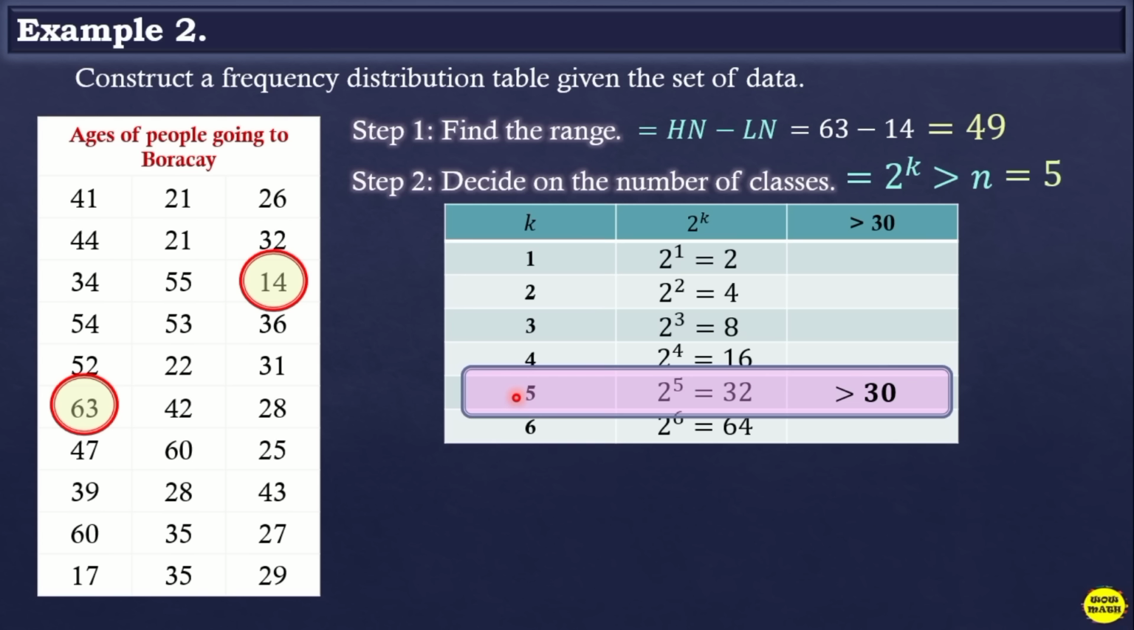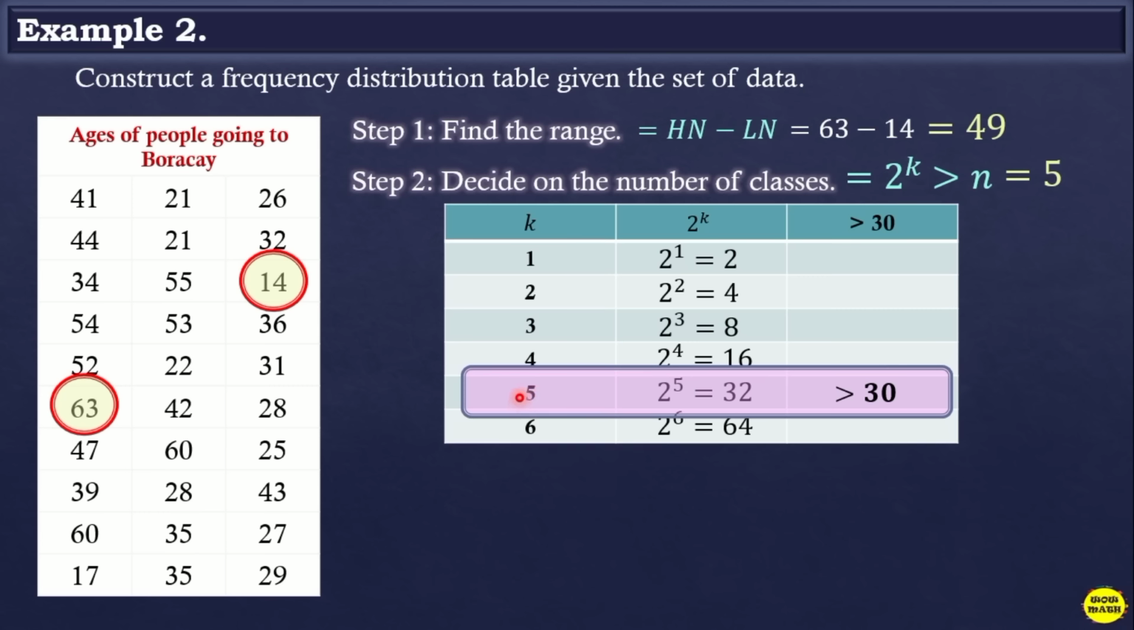Okay? So, ganito po ang gagawin kapag hindi po given yung number of classes. You may use this formula 2 raised to k is greater than n. So, since nandito siya, nag-fall, 5 po ang ating number of classes.